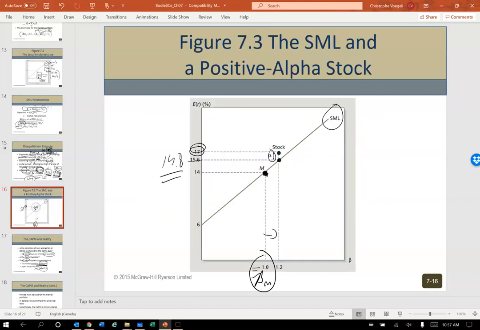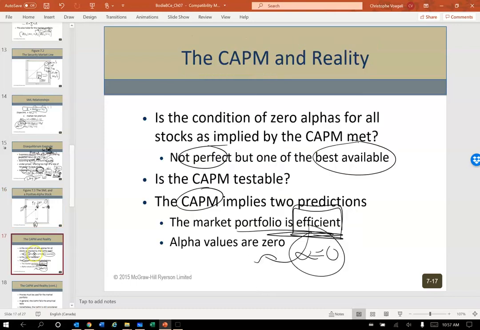Right back to this slide. If everyone buys this stock, its price is going to go up, so its returns are going to go down, which means the 17% comes back to earth. It comes back in line with the SML. That's market efficiency, and if markets are efficient, my alpha gets squeezed and it becomes 0%. So if markets are efficient, alpha gets driven to 0.